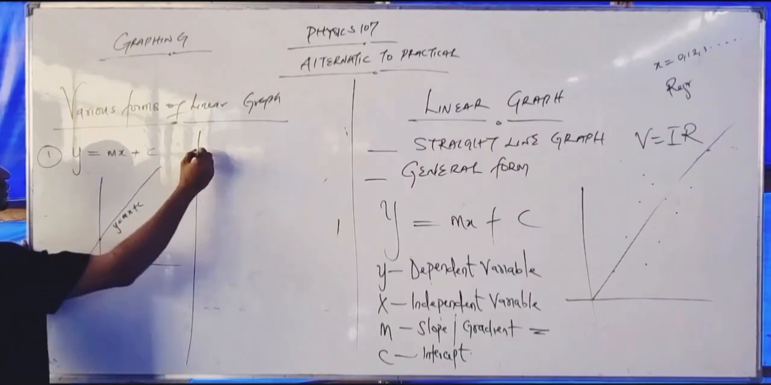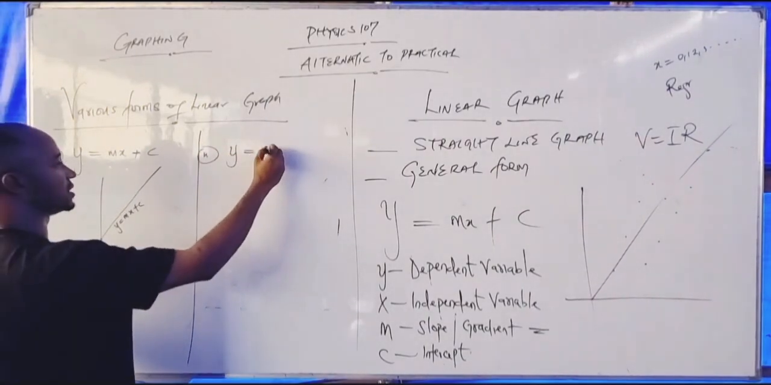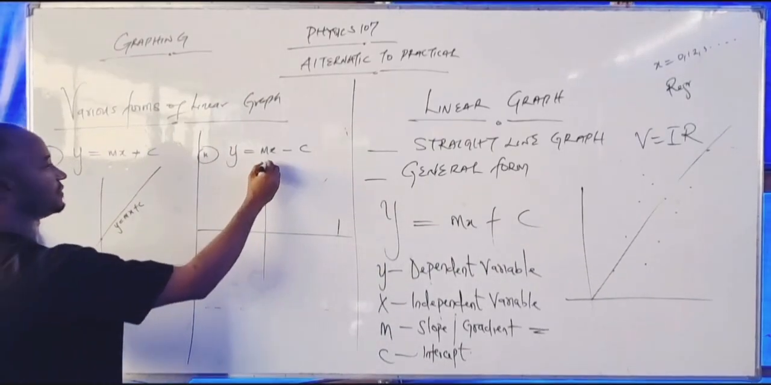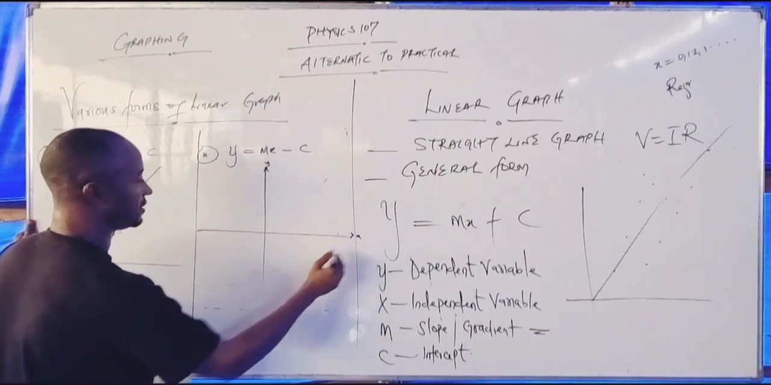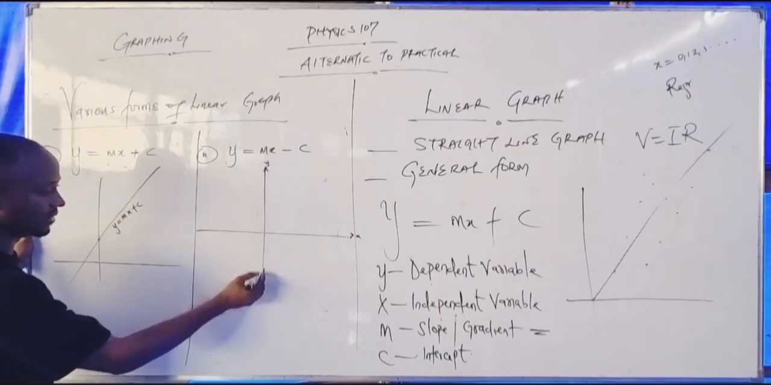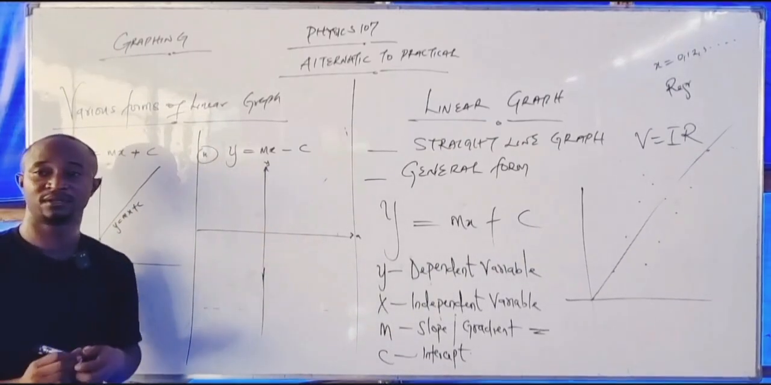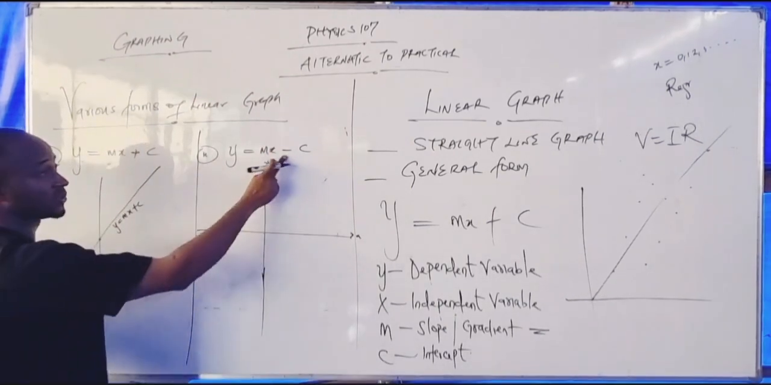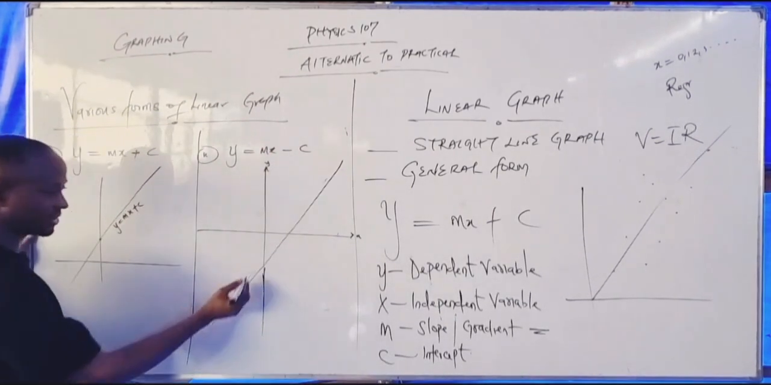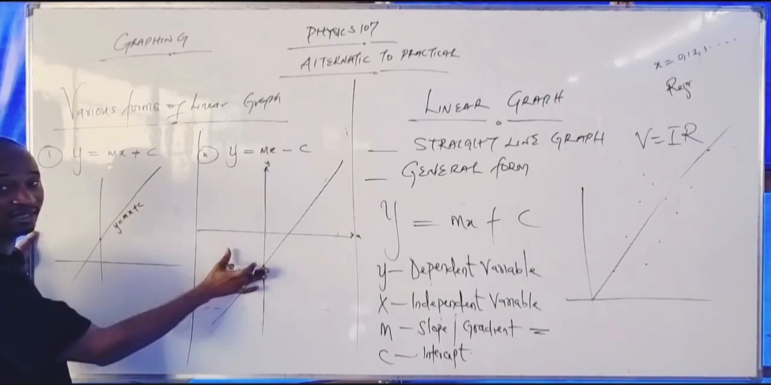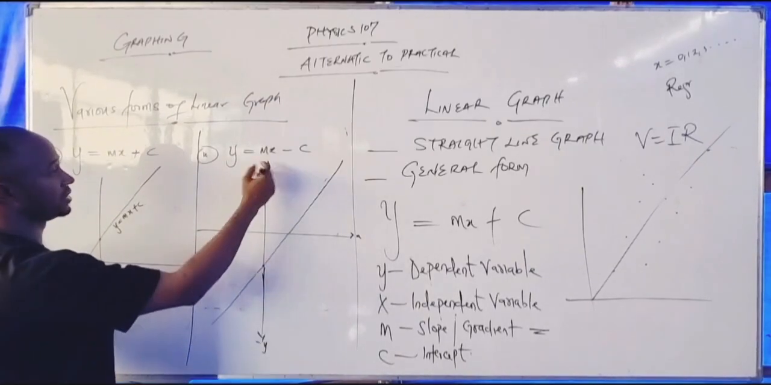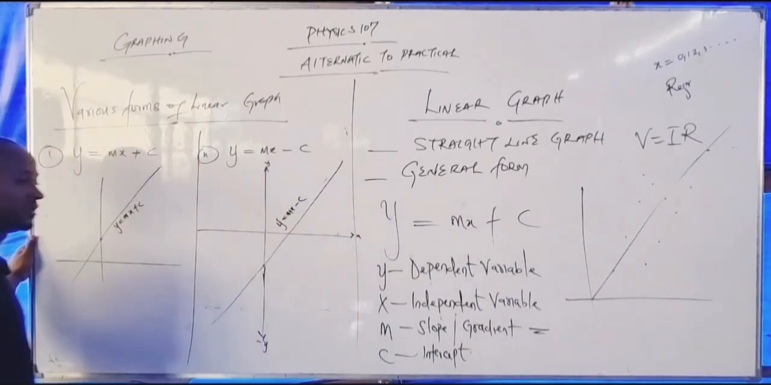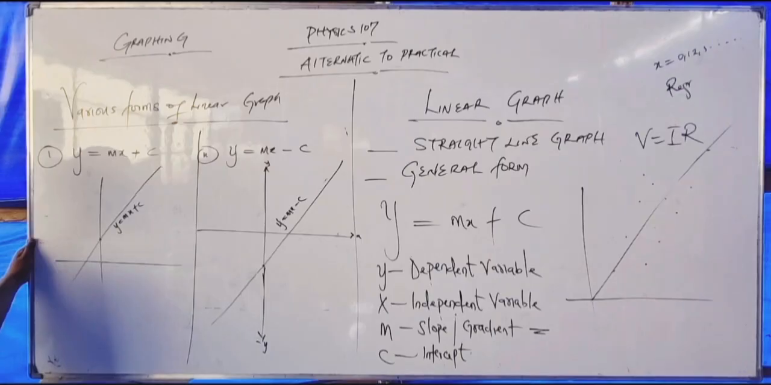Let's look at number 2. If we have y equals mx minus c, what do you think will be the nature of this graph? First of all, is this graph a linear graph? Yes. Why? The highest power is 1. Because my c is a minus, this graph will cut the negative y axis. This is negative y, this is positive x. So this is a graph of y equals mx minus c. Are you following?